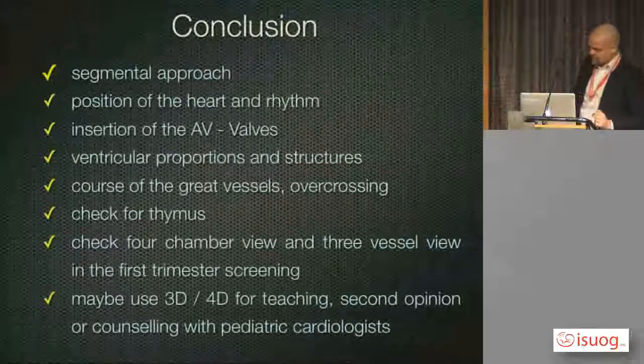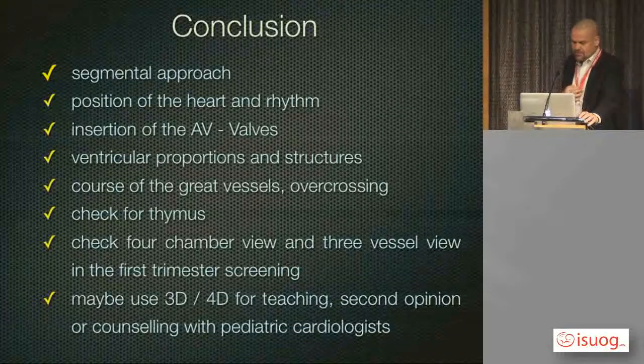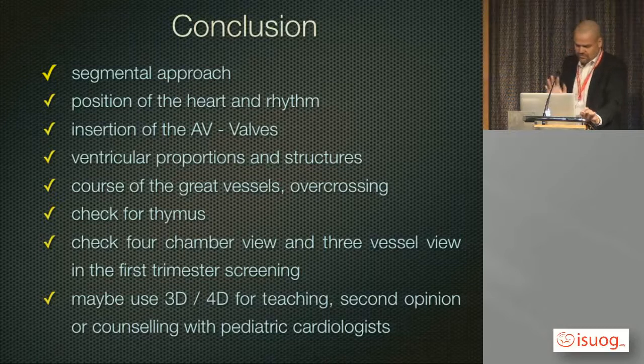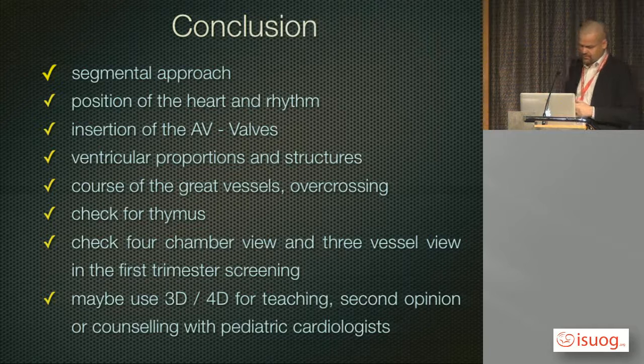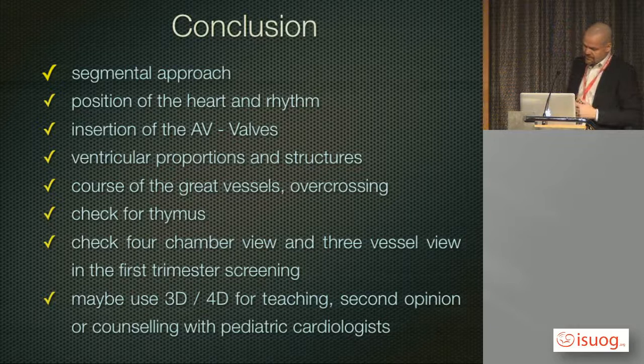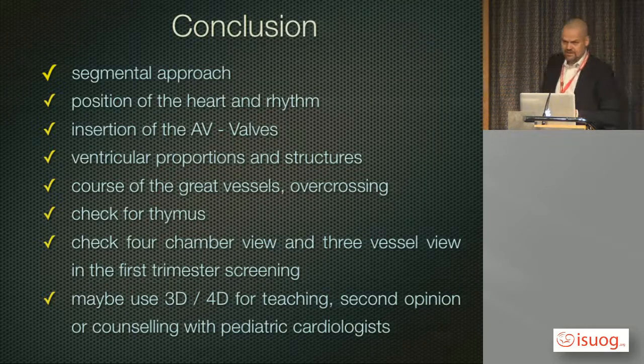So we come to the conclusion. First, we do a segmental examination of the fetal heart, and it is very important to know heart rhythm, insertion of the AV valves, and also the ventricular proportion in the structures. Then we search for the course of the vessels, the overcrossing, we check for the thymus, and when we go in early pregnancy, it is important to check for four-chamber view and three-vessel view with B mode and with color. And maybe you use 3D or 4D for teaching, second opinion or counseling with pediatric cardiologists. Thank you.